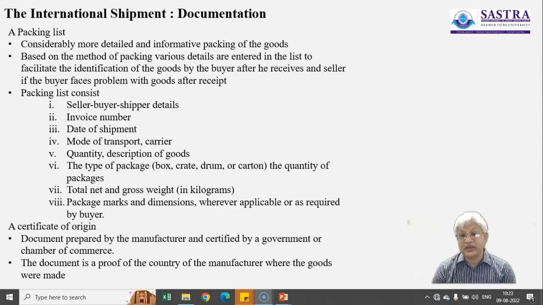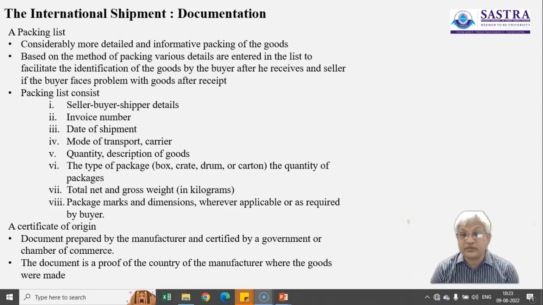However, the customer pays for the total weight of the product. Please understand, he doesn't pay for the carton, and a supplier cannot charge separately for the carton. These are all built into the pricing beforehand. Package marks and dimensions, which are mentioned on the carton, are also mentioned in the packing list.